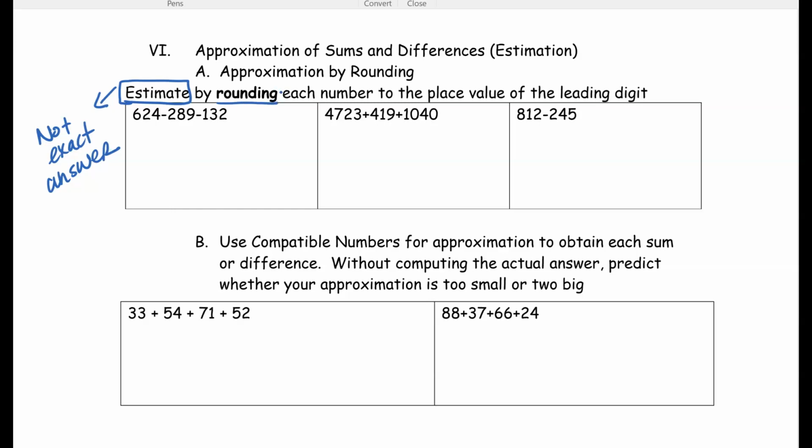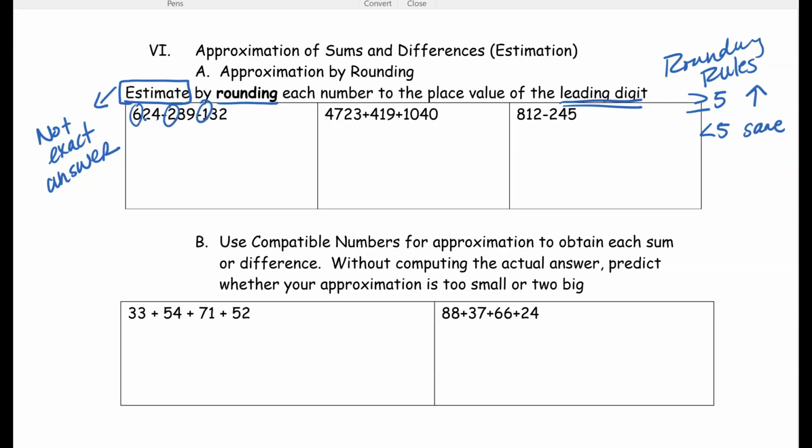It says to round each number to the place value of the leading digit. So this means we're going to use rounding rules. If the number to the right is greater than or equal to 5, we're going to increase the number. If it's less than 5, then we're going to keep it the same. So we're going to look at the leading digits.